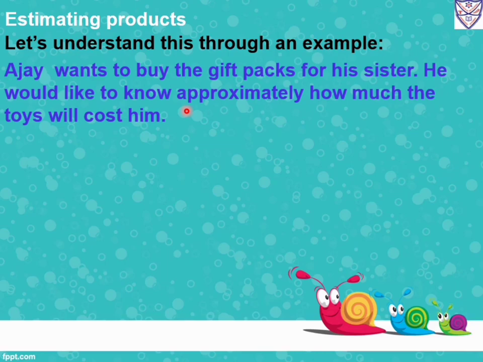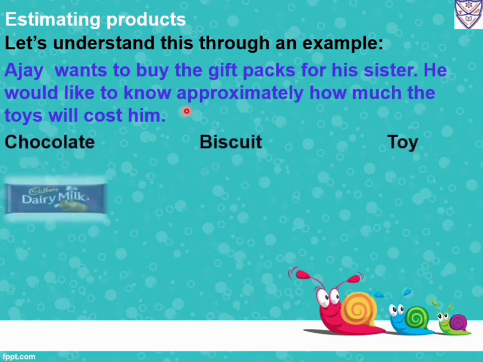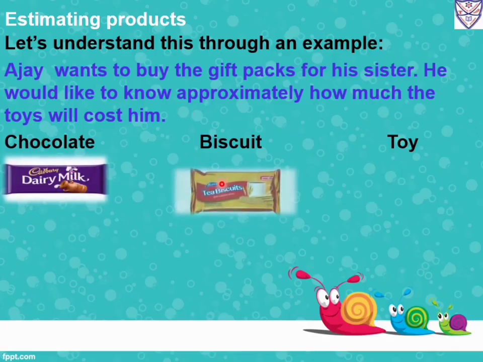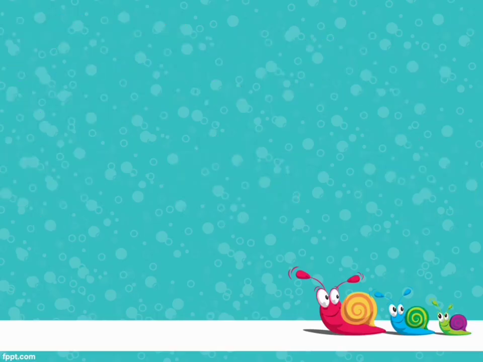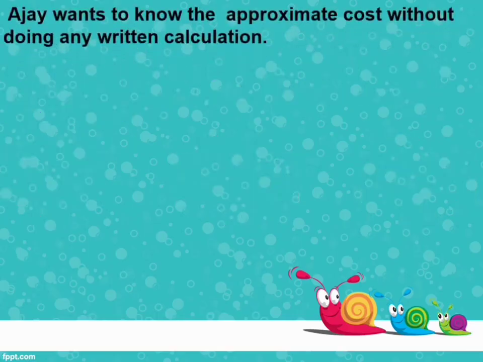So see what he is thinking of buying. He wants to buy chocolate, then second biscuit, then third a toy. So he is now calculating how much money he needs. How much does each one cost in rupees? 67 for chocolate, 67 for biscuit and 67 for toy. Now Ajay wants to know the approximate cost without doing any written calculation. He wants to calculate in a mental way, in his mind only.